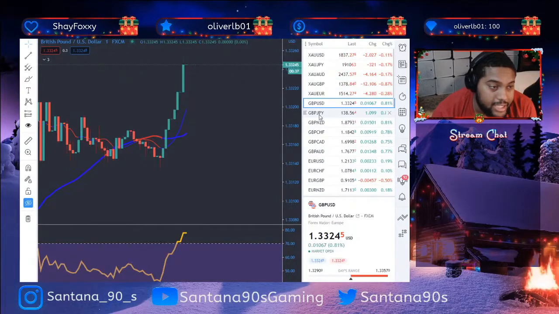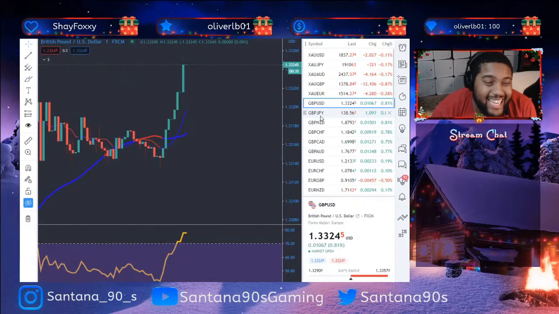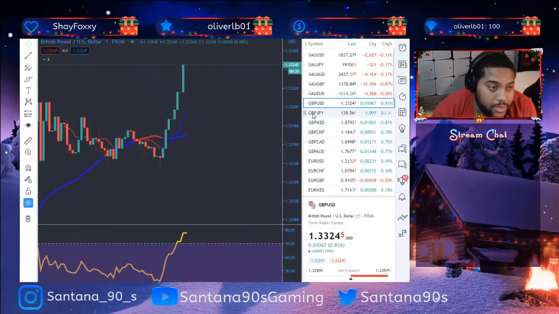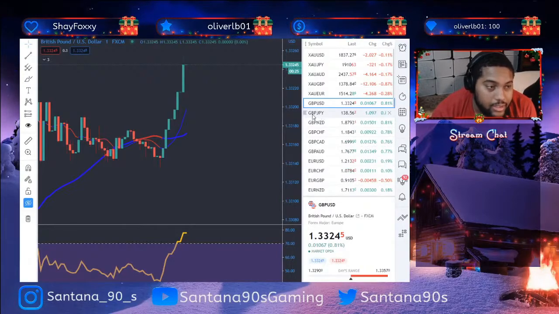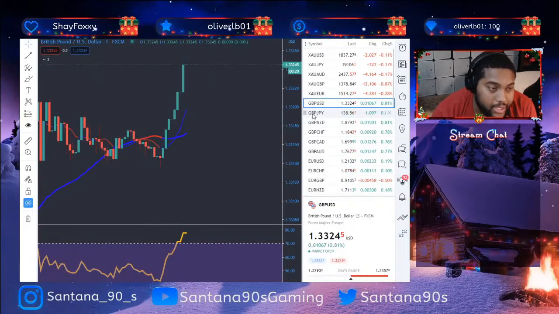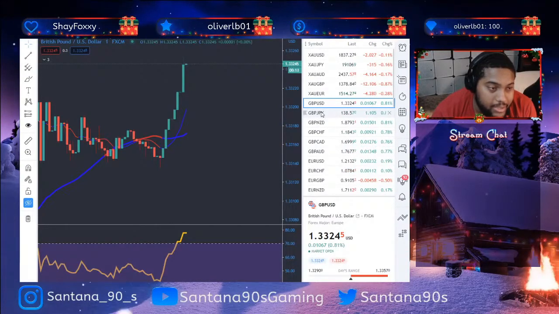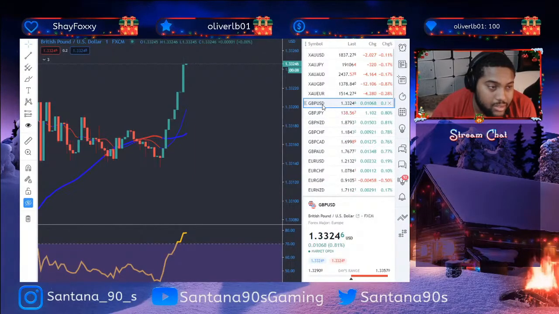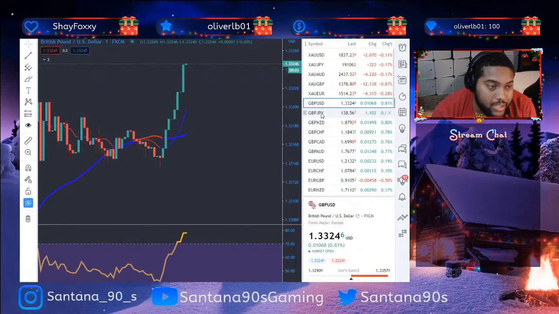It's because it's a JPY pair. See, this is the same thing. GBP is the British pound, and now it has another, different three letters. JPY is the Japanese yen. That's money, we're talking about money. This is the British pound, the U.S. dollar, the British pound, the Japanese yen.